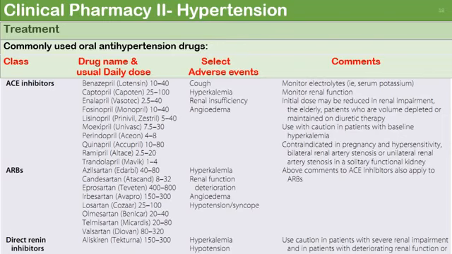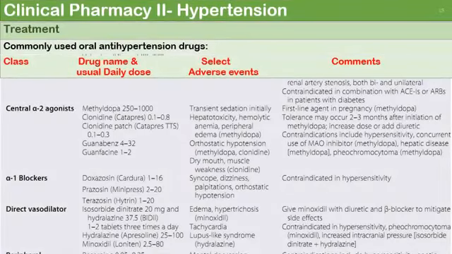Renin inhibitors like aliskiren cause hyperkalemia and hypotension. Use caution in patients with severe renal impairment and in patients with deteriorated renal function, bilateral and unilateral renal artery stenosis. It is contraindicated for use in combination with an ACE inhibitor or angiotensin receptor blocker.